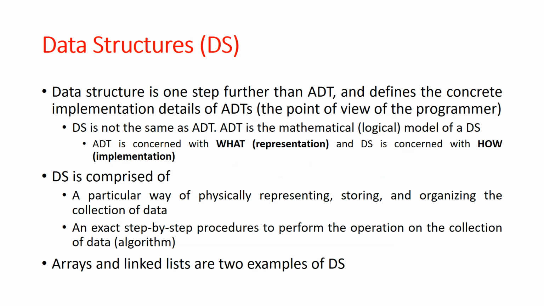Now, another concept that we should know, and this course is called data structures and algorithms, so we want to know what a data structure is. We mentioned that ADT, abstract data type, only cares about what needs to be done, but not how this is implemented. As opposed to that, data structure is one step further than ADT and defines the concrete implementation details of ADT. So looking at the problem, looking at the data from the point of view of the programmer. Data structure is not the same as ADT. Some people feel that they're the same, but they're not the same. Data structure is one step further. ADT is the logical model of the data structure, and ADT is only concerned with the representation and what needs to be done, but data structure is concerned with how this is done, how this is implemented.